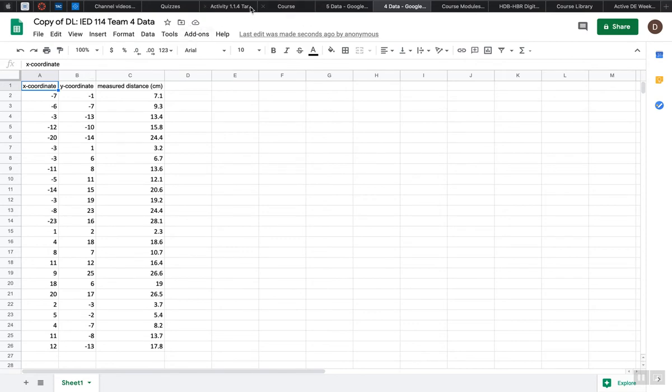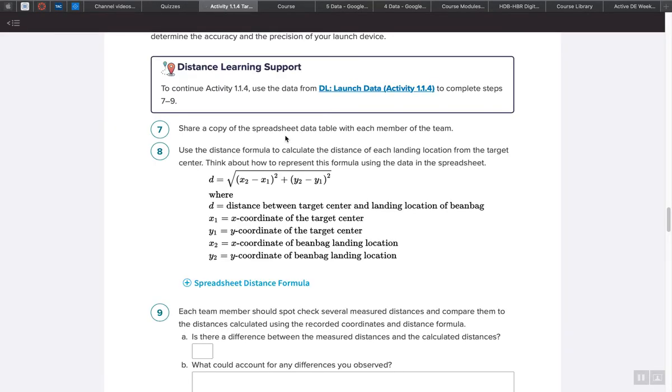All right. Now what we want to do here is take that information and actually calculate the distance from the ideal target, which is the center, 0, 0, to where the beanbag actually landed. So we're going to calculate that distance using the distance formula, which hopefully you're all familiar with. Maybe not, but either way, you're going to deal with it.